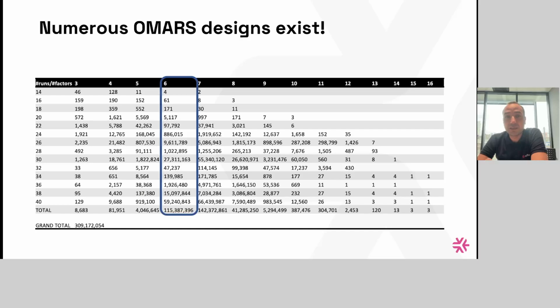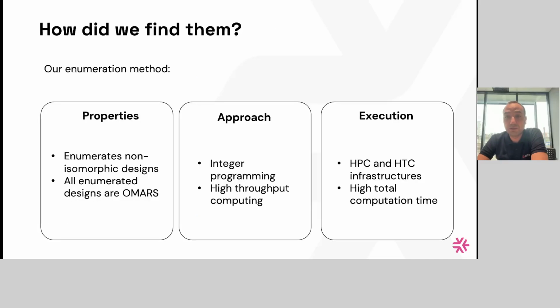So this is a table with the enumeration results. This table is from one year ago, so the numbers have already changed. But you can see that, for example, for 6 factors, from 14 to 40 tests, there are more than 100 million designs.